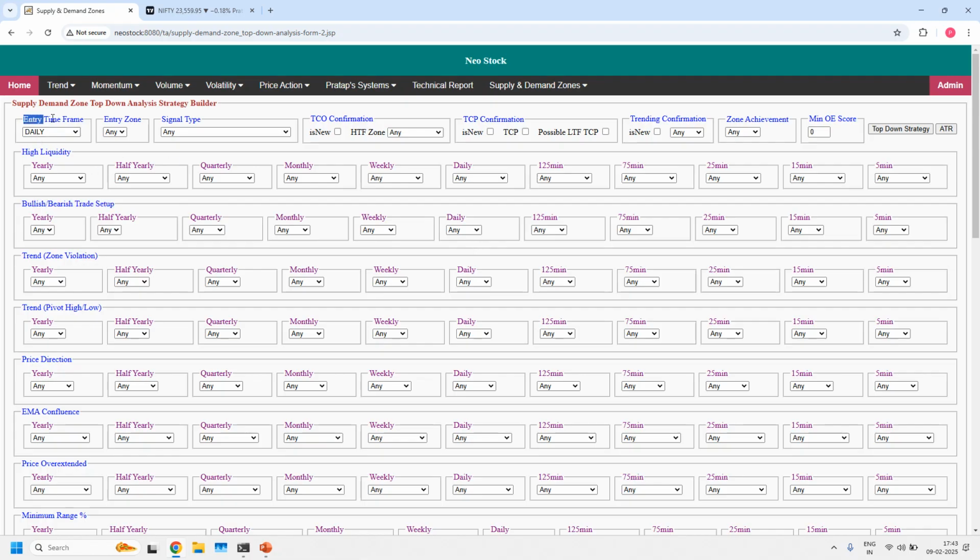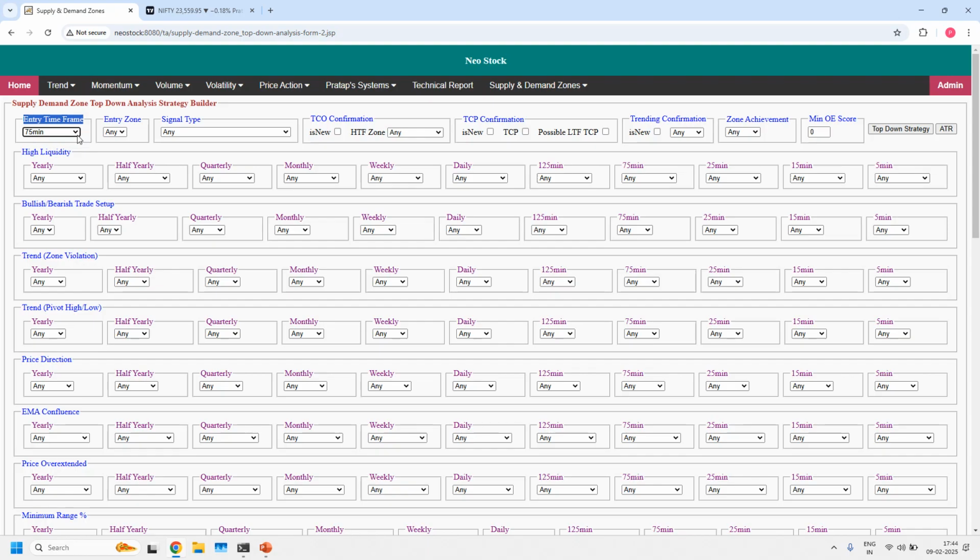Okay, first of all, what is our entry time frame for daily income trade? Entry time frame is 15 minutes. What does it mean by selecting this? By selecting this, you are telling our software to display 15 minutes demand and supply zones in my report. So whichever time frame you select here, those time frame demand and supply zones will be displayed on your screen. Suppose if I select daily here, my screen displays daily reports. Suppose if I select 75 minutes, my software displays 75 minutes demand and supply zones.